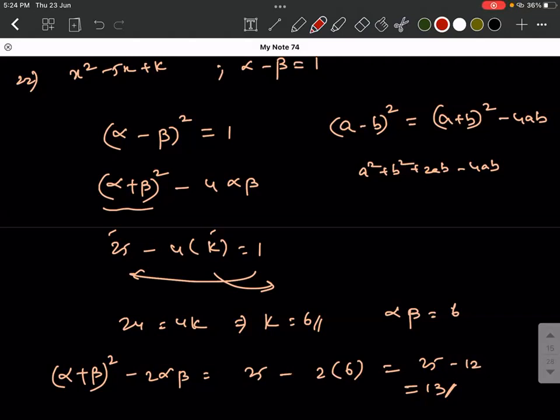So tomorrow you'll be getting a worksheet. You can solve from that. Comparatively, it will be easier. The worksheet will be easy.